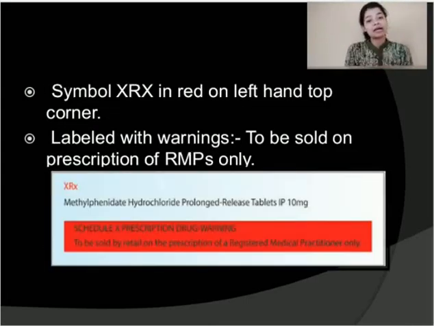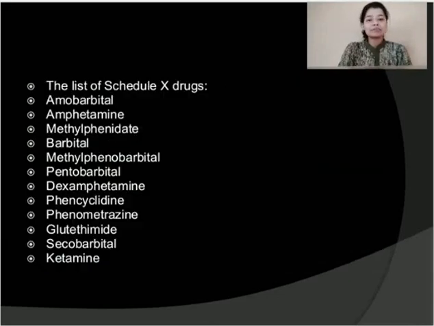Now, whichever drugs are specified in Schedule X will have a symbol of XRX in red color. You can see this in the label. A warning statement is also mentioned that this drug product is to be sold on the prescription of a registered medical practitioner only. So this is how you can identify from the label that a drug product is a Schedule X drug. Some examples of Schedule X drugs are barbital, amphetamine, pentobarbital, and ketamine. All these are Schedule X drugs.